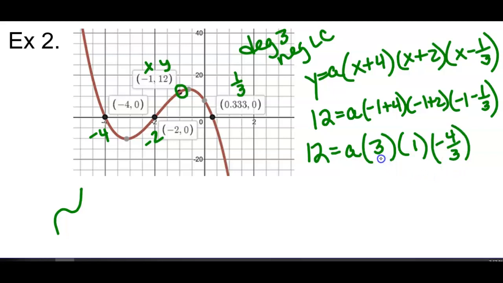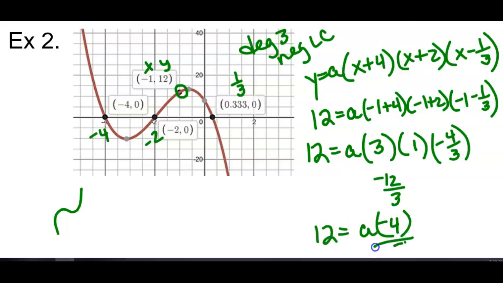Guys, look what happens. 3 times 1 times negative 4, all divided by 3. Well, this 3 could divide that 3 out, or you could multiply it and get negative 12 over 3, or you could type it all in your calculator, but you will get negative 4. And that was multiplied by an a and became a 12.